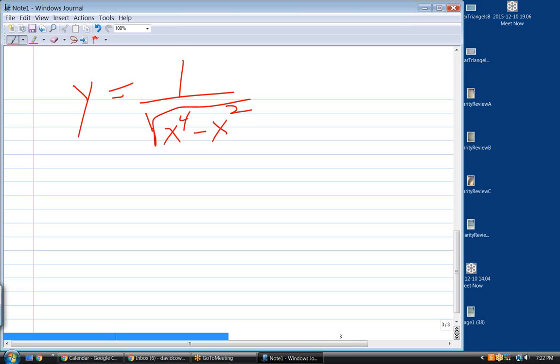Hold on a moment. The way we're going to solve this is, what can the bottom not be? What has to be true about this quantity, the stuff that's inside the radical sign? Can it be negative? No. Can it be 0? No, because if it were 0, then we'd be dividing by 0. So in this case, this quantity has to be greater than 0.